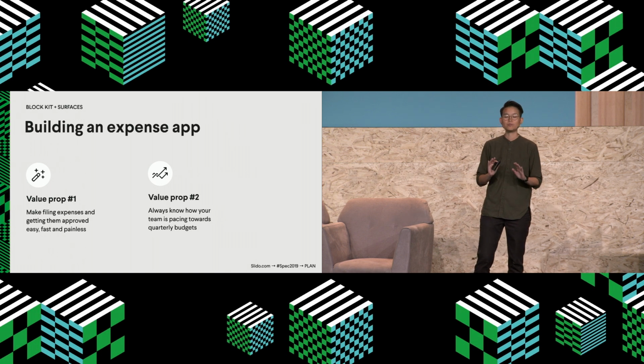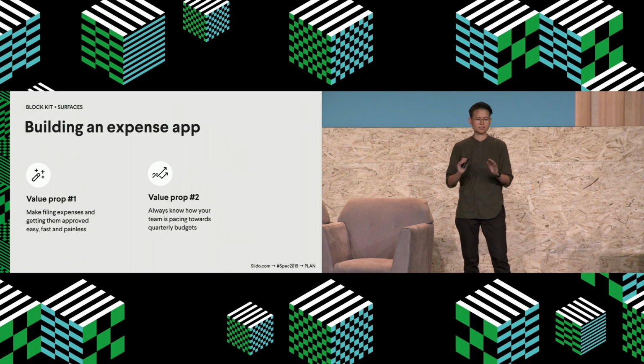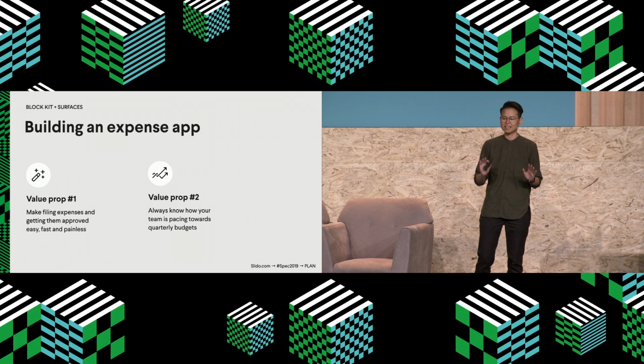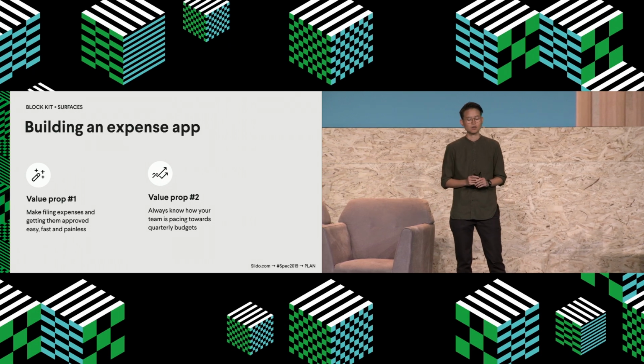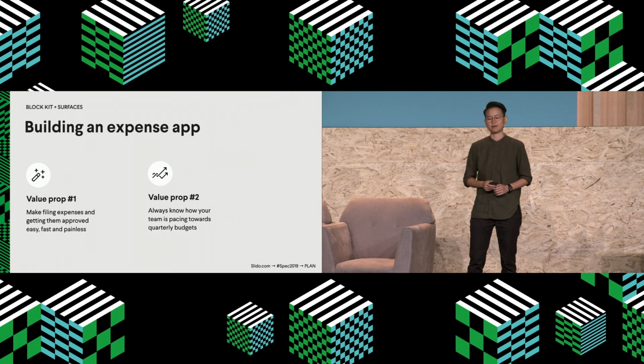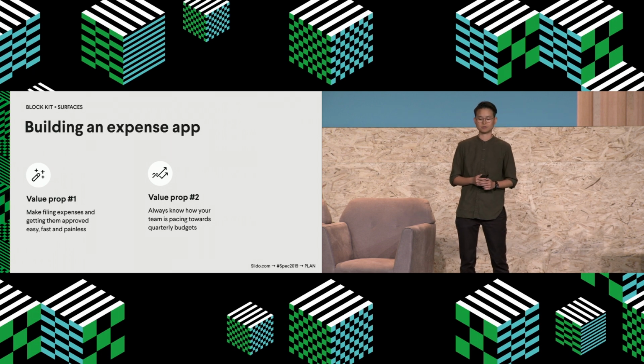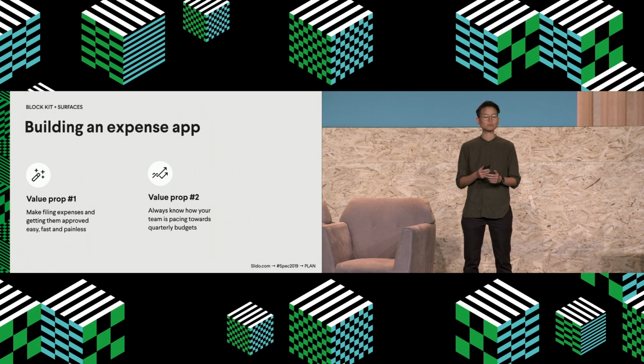OK, I know you've been looking at a lot of text on slides, and that's completely unusual for a designer. Let's put everything I've just said into practice. Let's use an example. Imagine we're building an expense app. I have 2 key value props. One is to make the experience of filling out expenses and getting them approved efficient and easy. Second, I want to give managers the ability to keep up with the team's spending status.